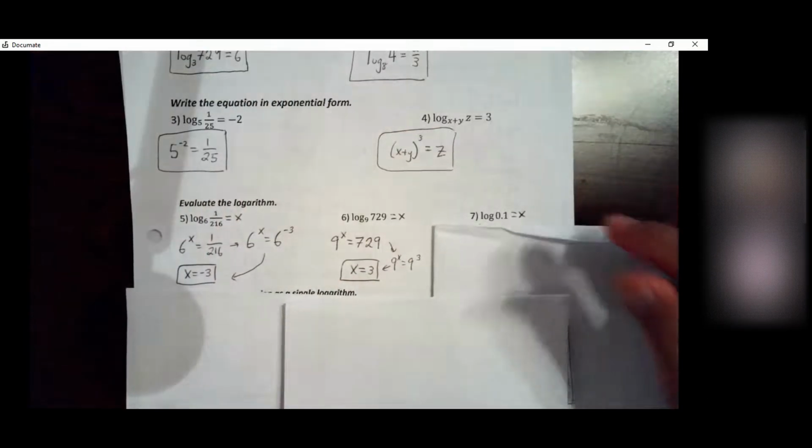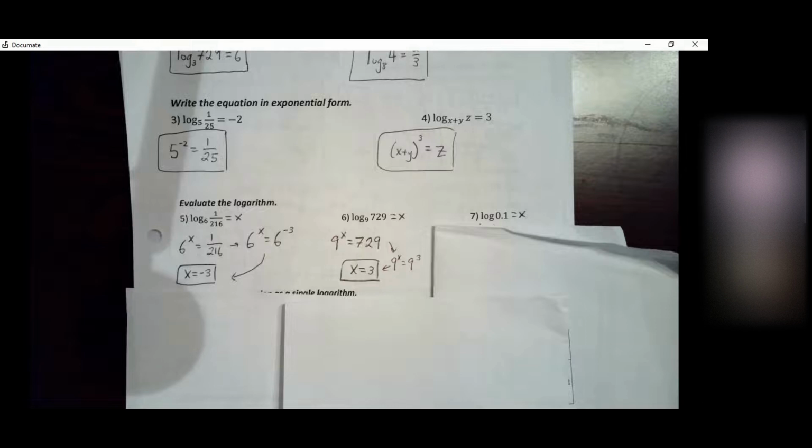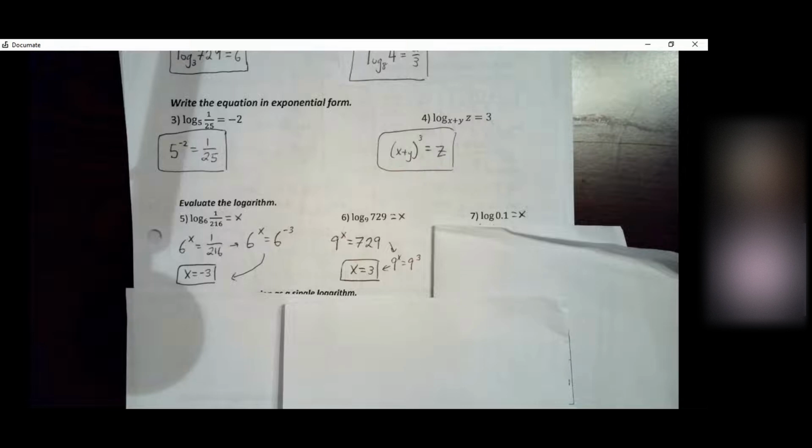Okay. Number 7. Can we convert the 0.1 into fraction form? Yeah. So 0.1 is 1 over what? 1/10. Yeah.